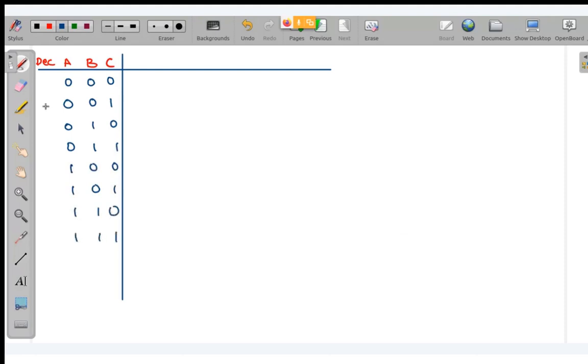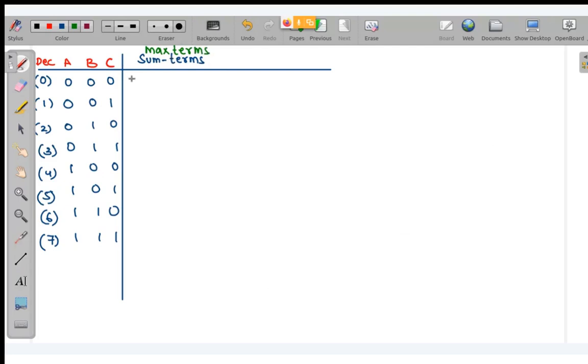So this corresponds to decimal 0, this corresponds to 1, this corresponds to 2, this corresponds to 3, this corresponds to 4, this corresponds to 5, this corresponds to 6, and this corresponds to 7. So in POS form, basically 0, 0, 0 corresponds to some terms. Some terms are known as your max terms. Previously your product terms were known as min terms, sum terms are known as max terms.